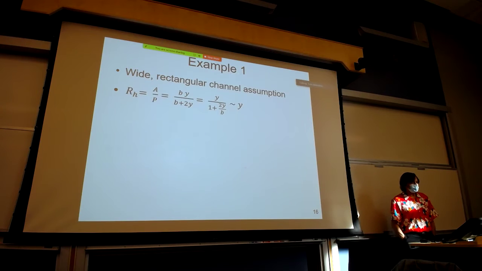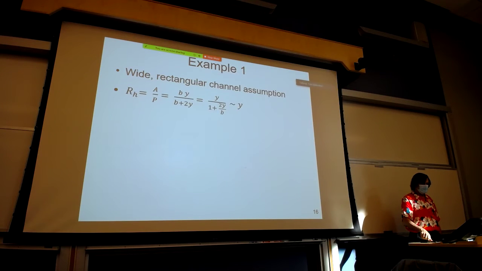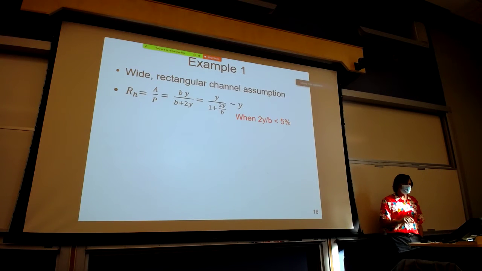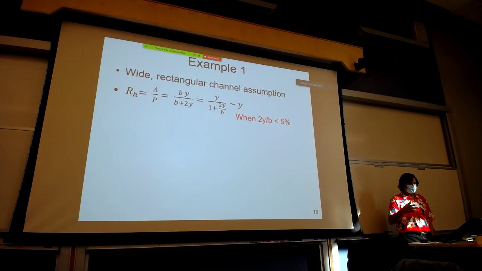So in this case, if you look at the hydraulic radius term, which is area over wetted perimeter, this was on the previous slide. For a rectangular channel, the area is BY, and the wetted perimeter is B plus 2Y. What we do is divide numerator and denominator by B, and that gives you hydraulic radius is equal to the depth of flow Y divided by 1 plus 2Y over B. And if 2Y over B is less than 5%, as 2Y over B goes to 0, the hydraulic radius is just going to the depth of flow.